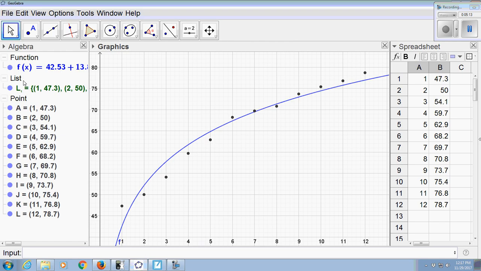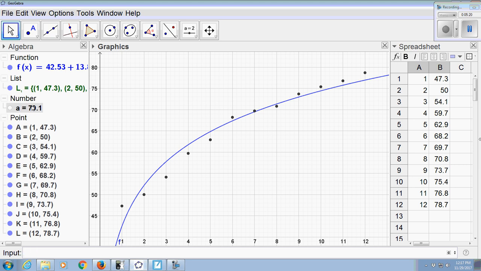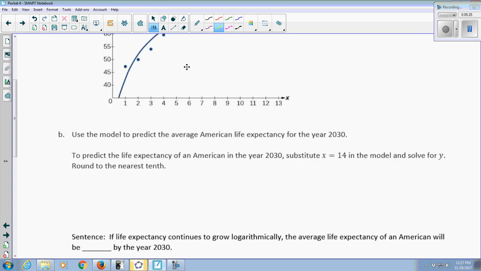So to plug that in, my function in GeoGebra is f of x. So I could just do f of 14, and it gives me the number 79.1. So f of 14 is approximately 79.1. So that was the age, 79.1 years would be the life expectancy in 2030.